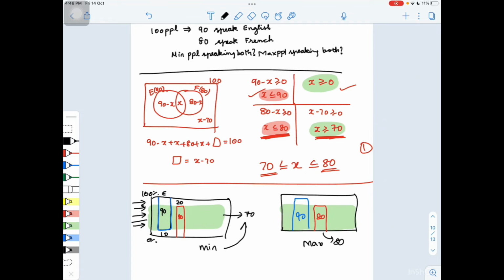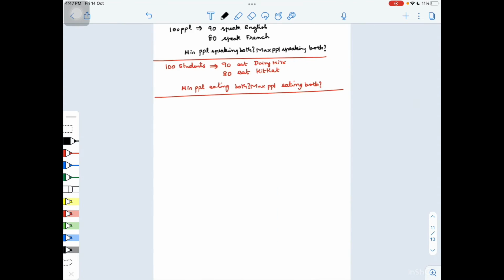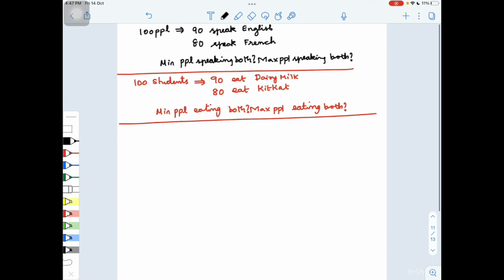There is a third method that we can use to solve this problem, and that is the students and chocolates method. The same problem I am equivalently stating as, let's say 100 people are there, out of which 90 people are speaking English, 80 people are speaking French. What is the minimum number of people speaking both the languages, or the maximum?